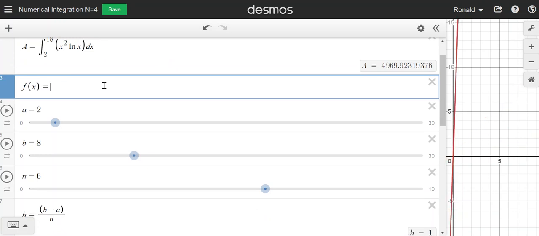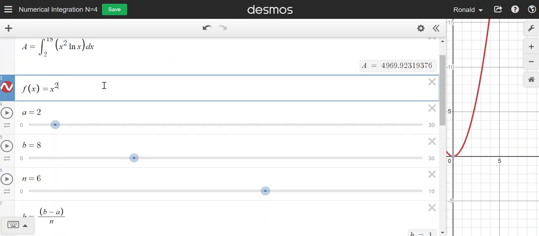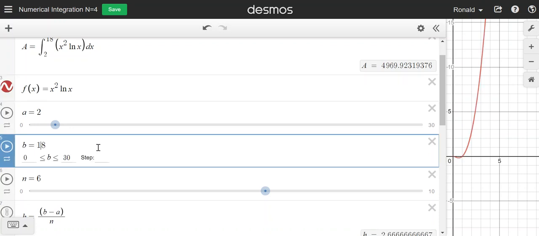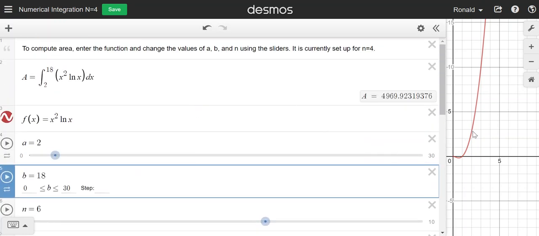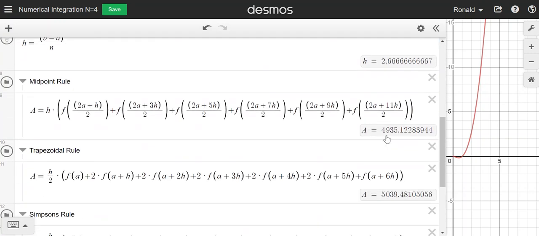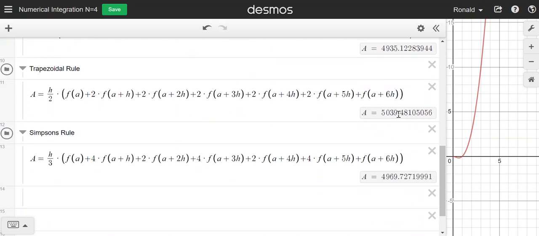Now, what we have to do down here is change this to x squared log of x. And my lower bound is 2. My upper bound is now 18. And let's keep this at n equals 6. The actual value of the integral is 4969.9. And so we have 4935 for the midpoint rule, 5039, and 4069.